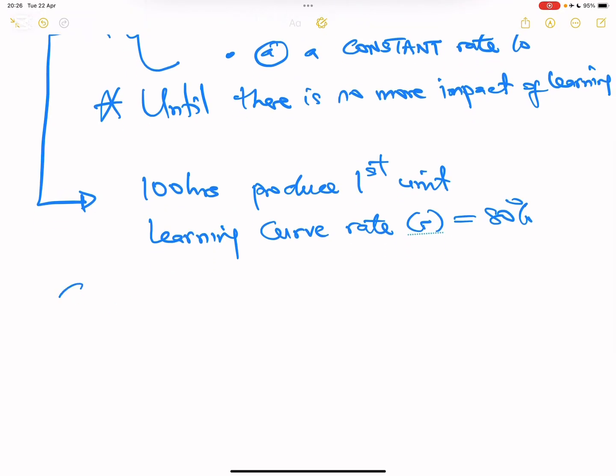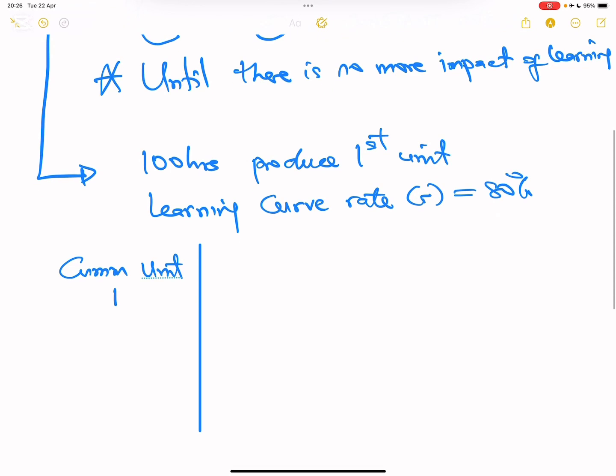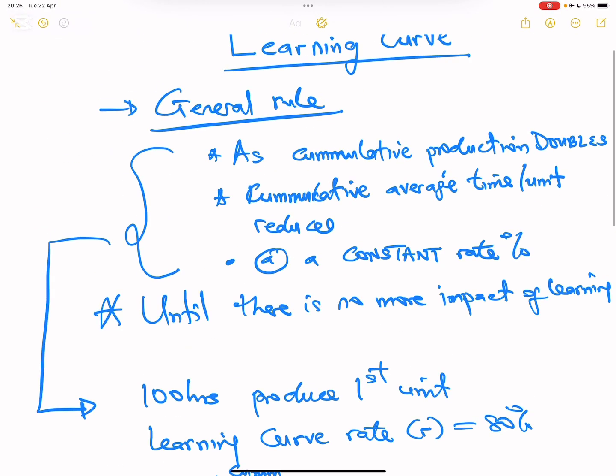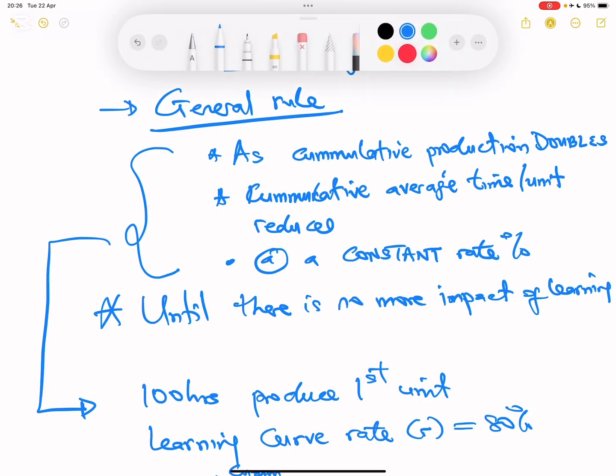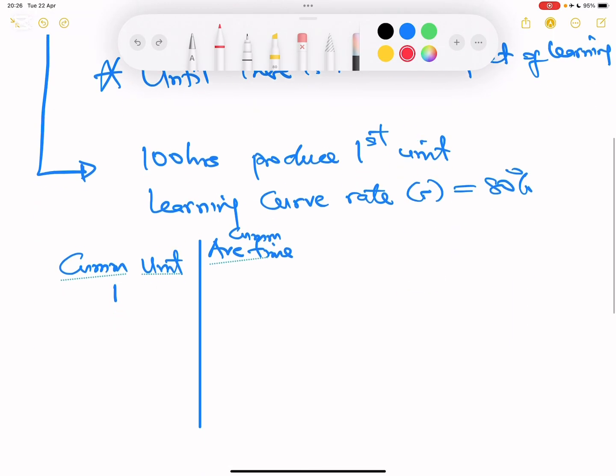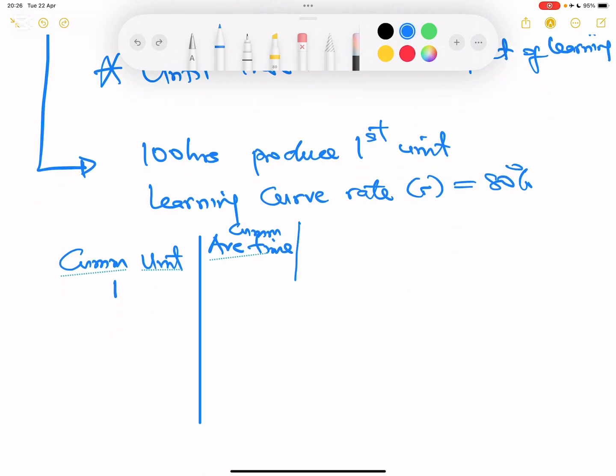So I'll do a table. Let's say we have the cumulative units here. So we'll say the first one, 1 unit. Then the question is, what is the cumulative average time that we expect to reduce at a constant rate? Remember this. That's what I want to put in the second column now. We need to calculate that. So for the first unit, it's going to be 100 hours. And in total, the cumulative time taken will be 100 times 1, and that will be 100 hours as well.